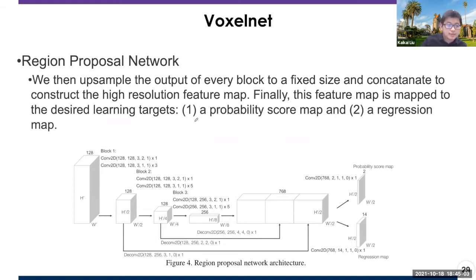Finally, the learning targets are the probability score map and a regression map. One is the classification, one is the regression for the 14 elements. The probability map is just whether they have the object or don't have the object.